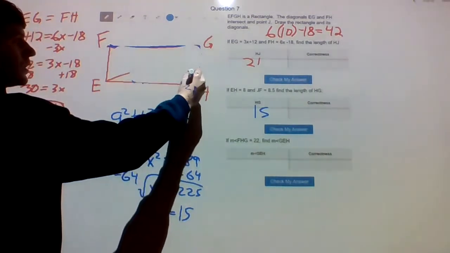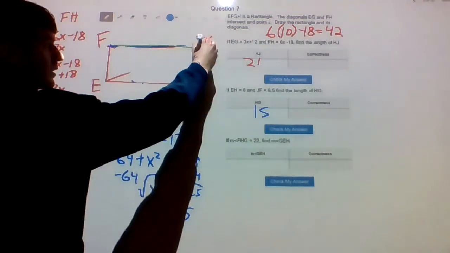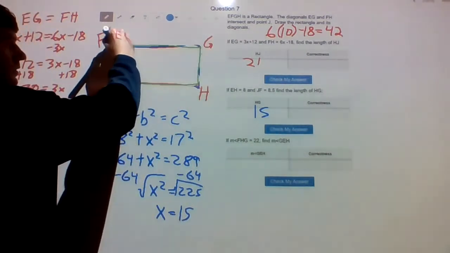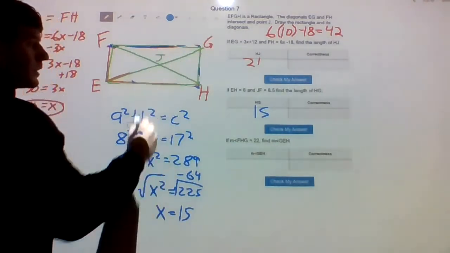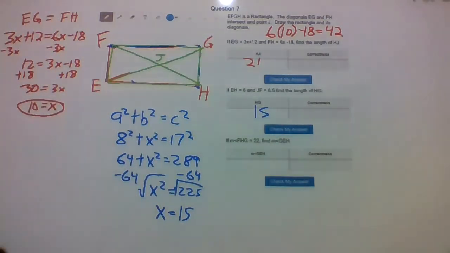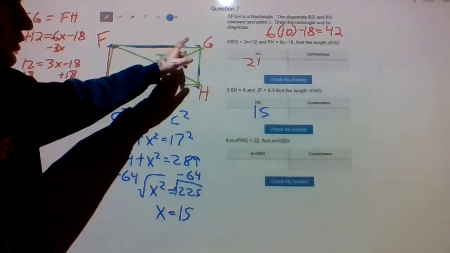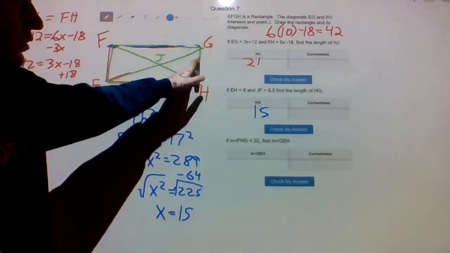Maybe I should just redraw the whole thing, I don't know. Okay, here's our rectangle. Here's our diagonals. Point J is in the middle. The measure of angle FHG here is 22.